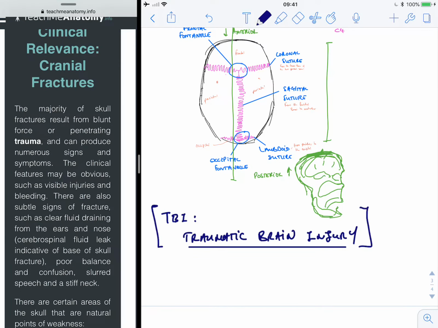So, back to the paragraph. Skull fractures result from blunt force or penetrating trauma, and can produce numerous signs and features.